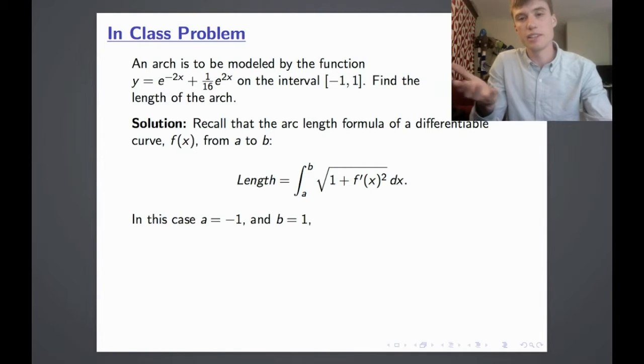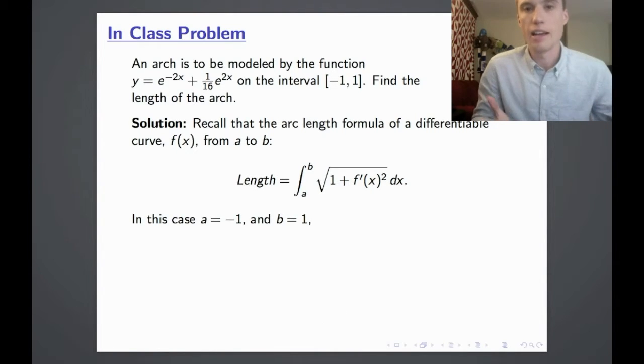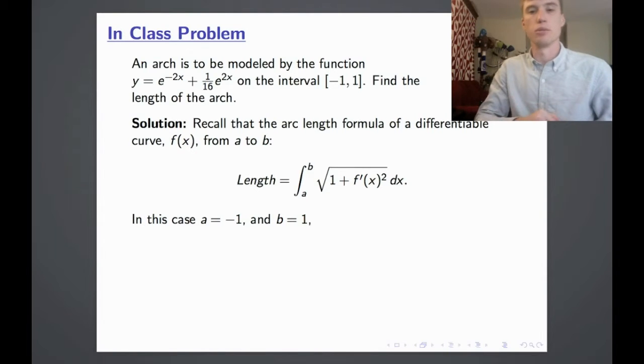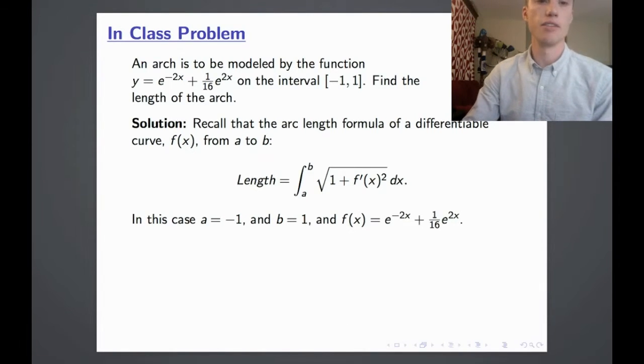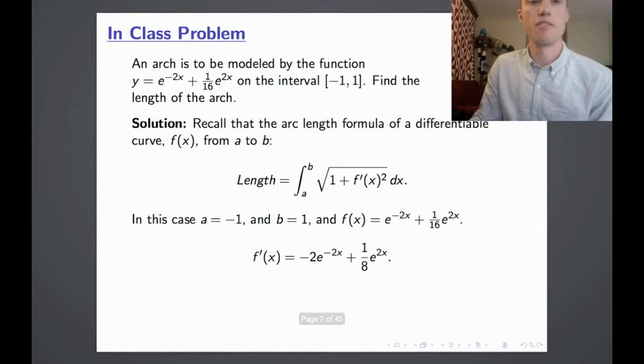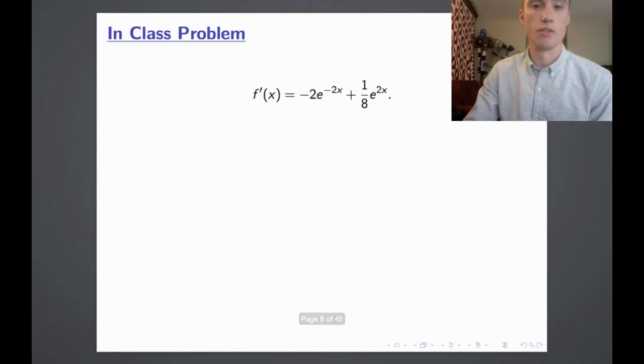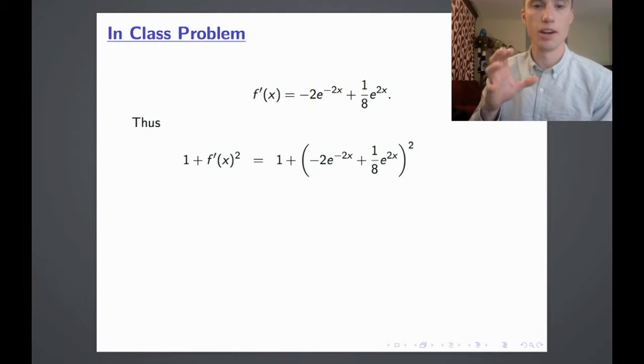So in this case it's easy to see that a is equal to negative 1, b is equal to 1. We have our function, and we can take a derivative of our function to find that f prime is negative 2 e to the negative 2x plus 1 over 8 e to the 2x. I've reproduced this here, and we will perform a little bit of algebra to calculate what 1 plus f prime of x squared is.